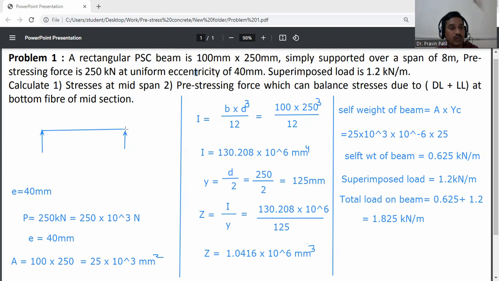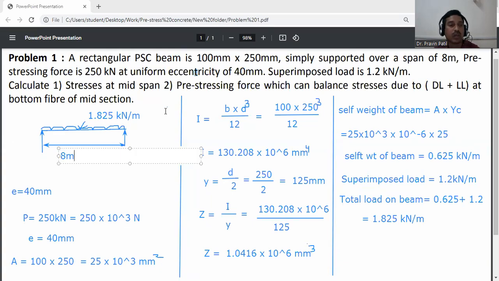Simply supported beam. A UDL acts on that beam. The UDL load is 1.825 kilonewton per meter. The span of the beam in this example is given as 8 meters.